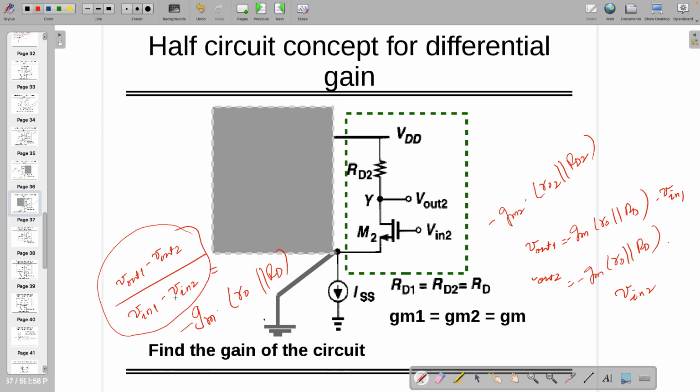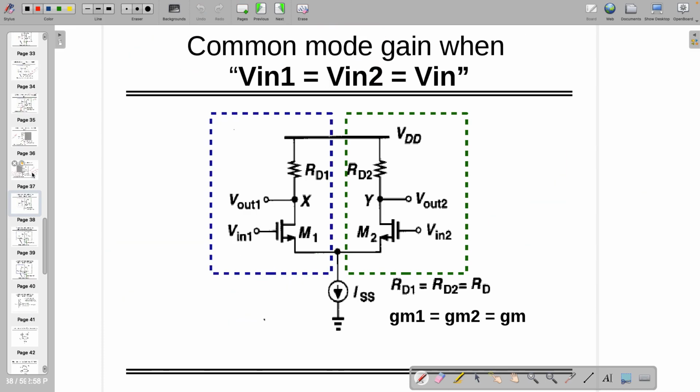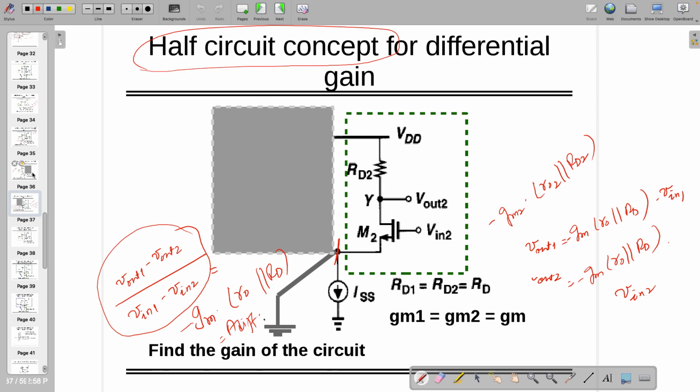So it's the same thing. If you can find out one side, that's why this concept is known as the half circuit concept. You just find out one half, considering wherever there is a virtual ground, and then you have the differential gain. This is called differential gain, right?